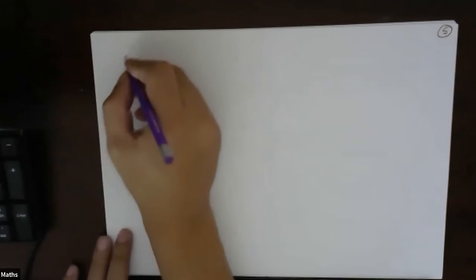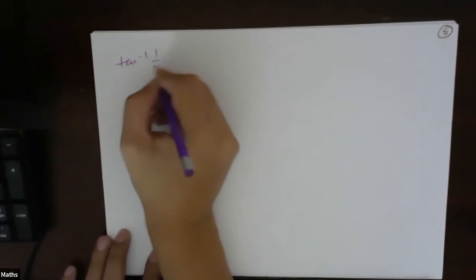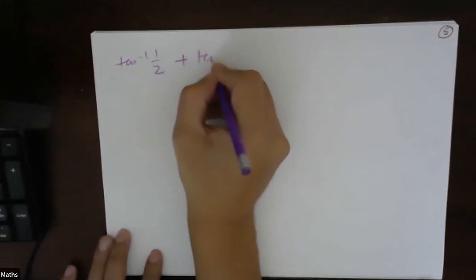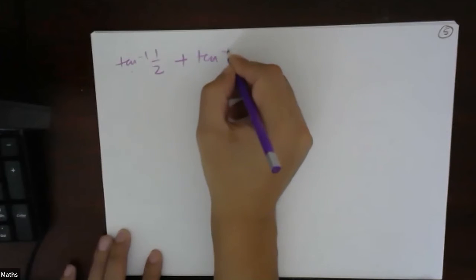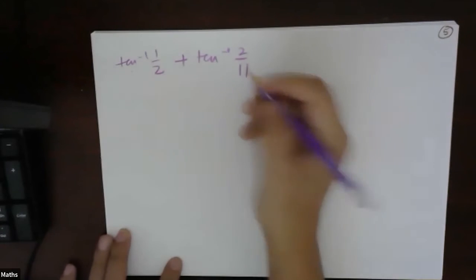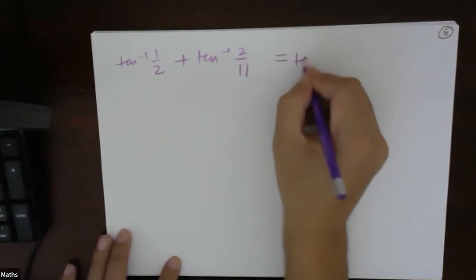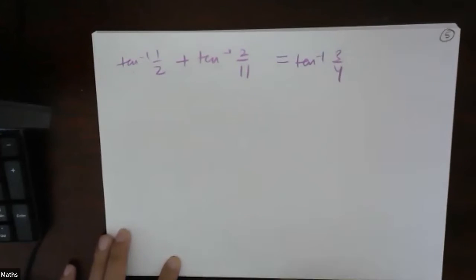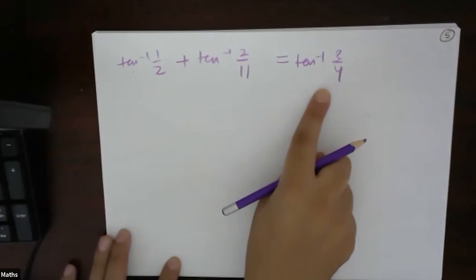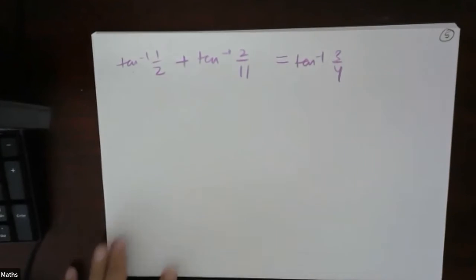Okay, so just wait. They have asked you a question in your NCERT: tan inverse of 1 by 2 plus tan inverse of 2 by 11. You have to show that this is equal to tan inverse of 3 by 4. So solve this question.